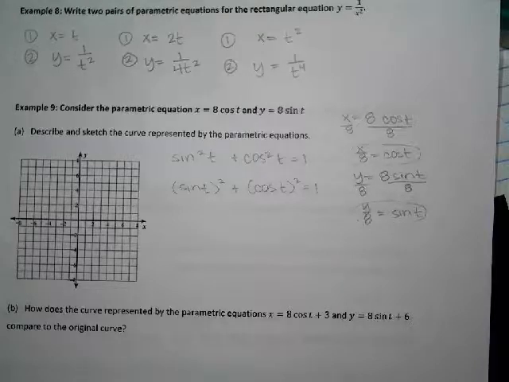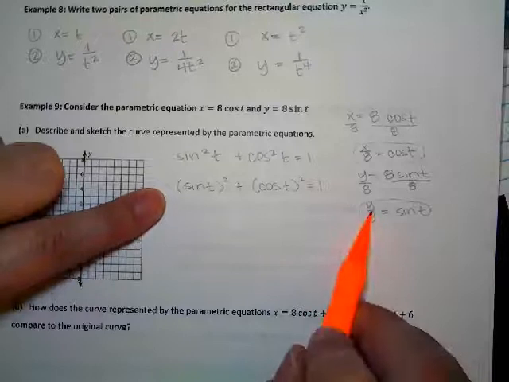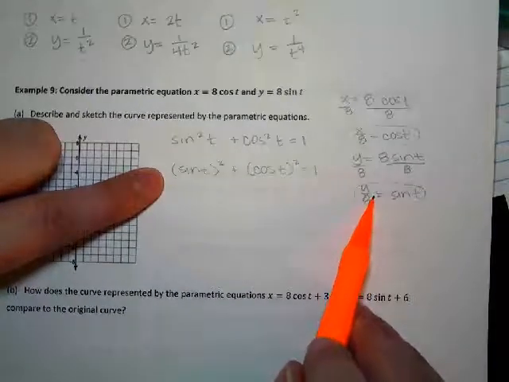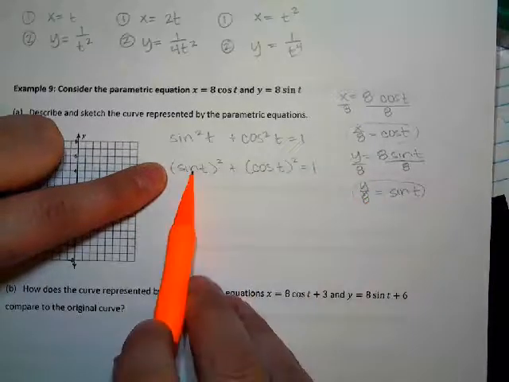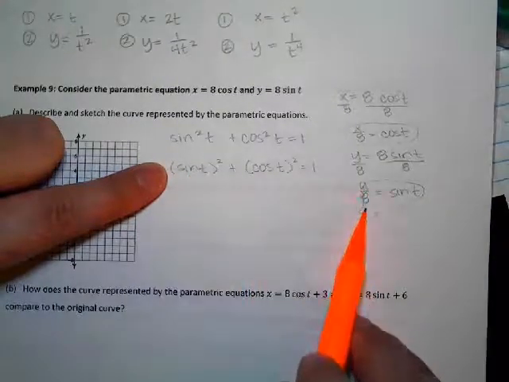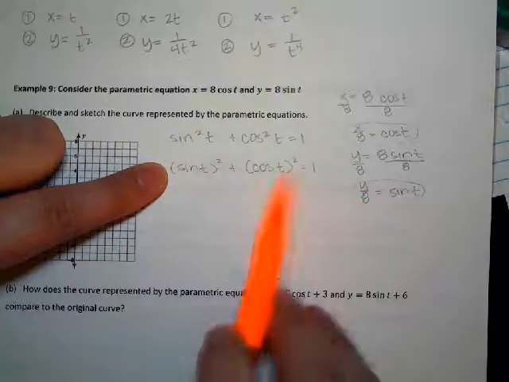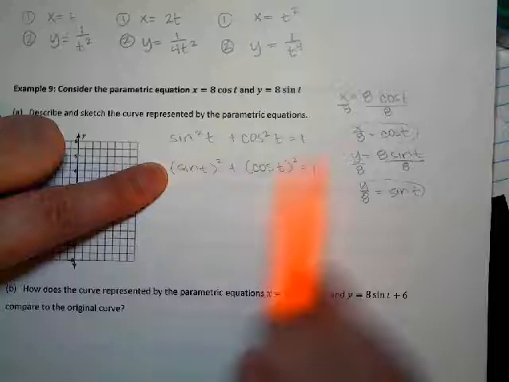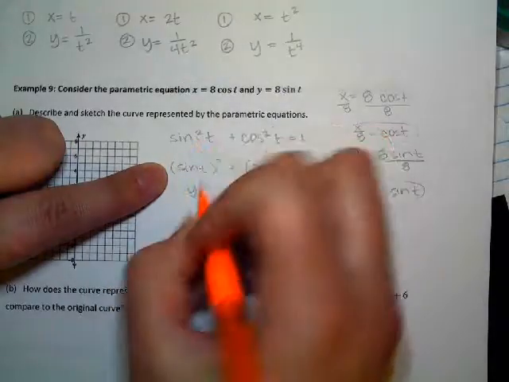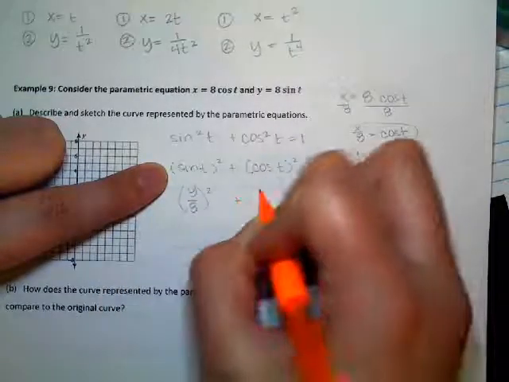And so now that I have that notation written down, I know that I can do some substitution. I can take the sine t out, and I know that sine t is actually just y over 8. So I'm going to take the sine out and replace it with y over 8. I have the cos t, I'm going to replace that with x over 8. So I have y over 8 squared plus x over 8 squared. That equals 1.